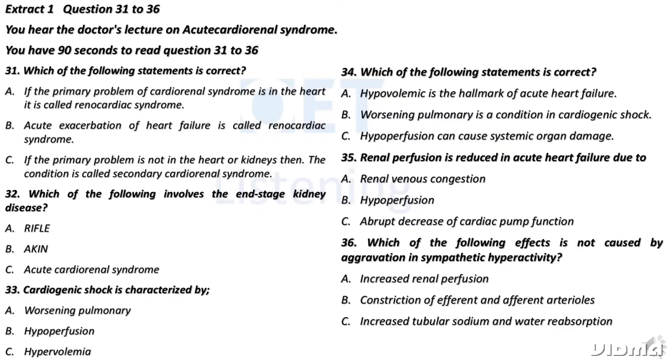Sympathetic hyperactivity is a compensatory mechanism in heart failure and may be aggravated in case cardiac output is further decreased. Its effects include constriction of afferent and efferent arterioles, causing decreased renal perfusion and increased tubular sodium and water reabsorption. Different strategies can be followed to prevent acute cardiorenal syndrome.